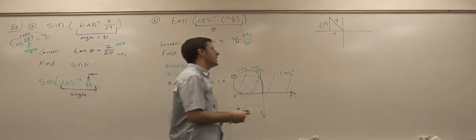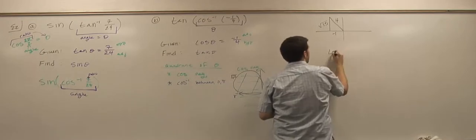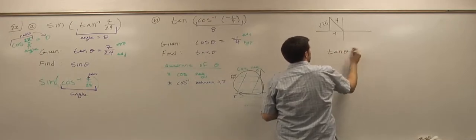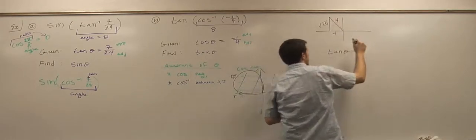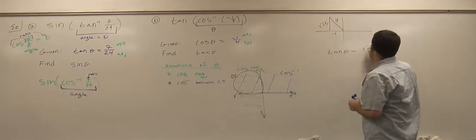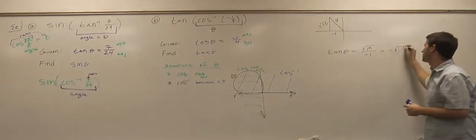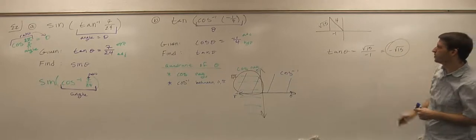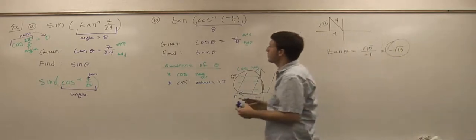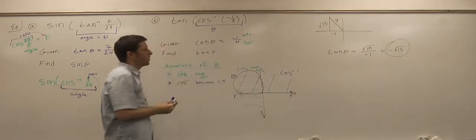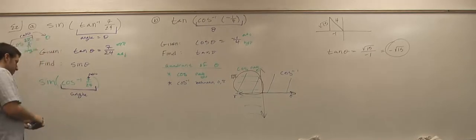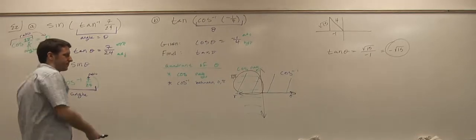We're looking for tan theta. Opposite over adjacent. So the tangent of the cosine inverse of negative 1/4 is negative root 15.